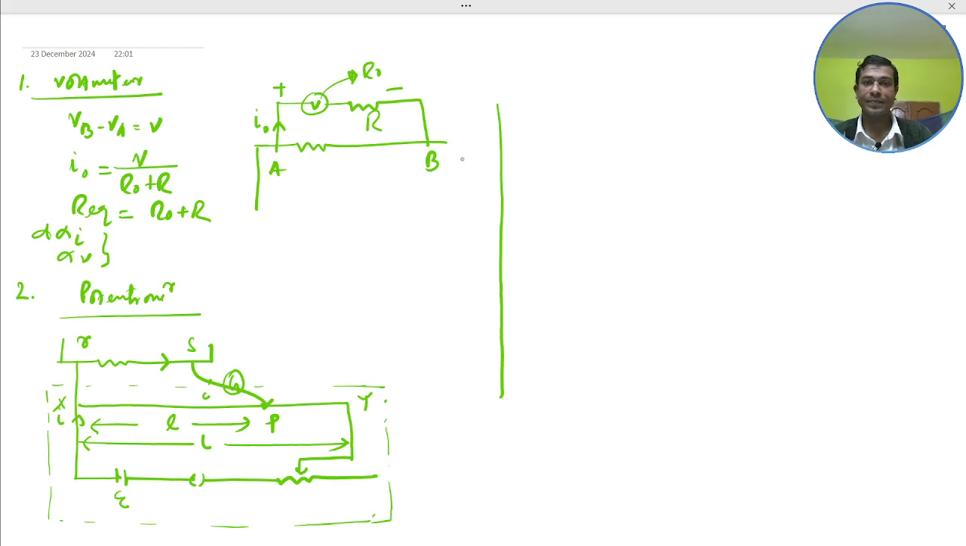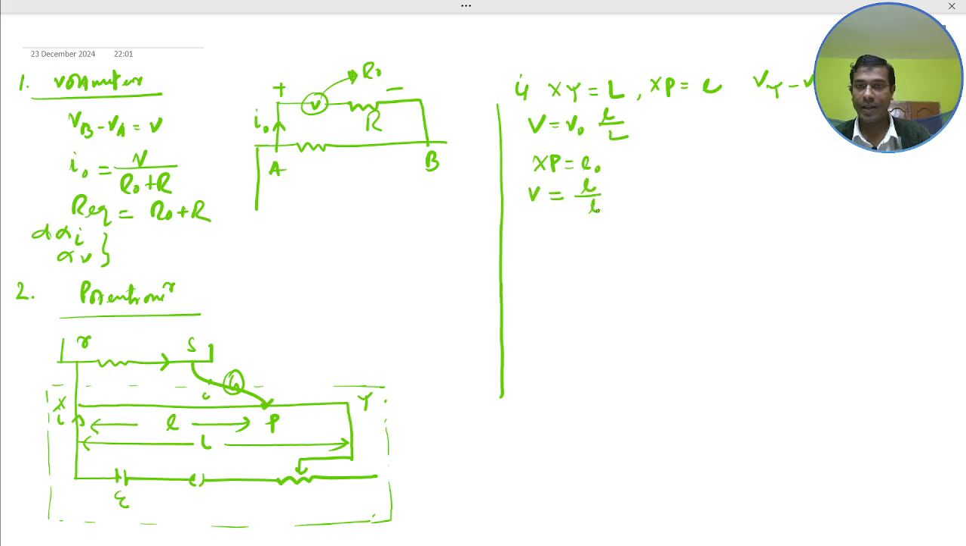So here, if the distance xy is capital L and xp is small l, and the potential of y minus the potential of x is equal to V naught, then the potential difference between the points x and p is defined as V equal to V naught times small l by capital L. So let the potentiometer be balanced when xp is equal to L naught, and the potential difference between R and S is equal to V, that is, l by L naught into EMF. This is the potential difference.